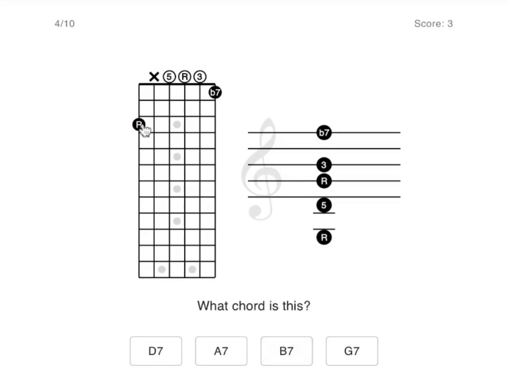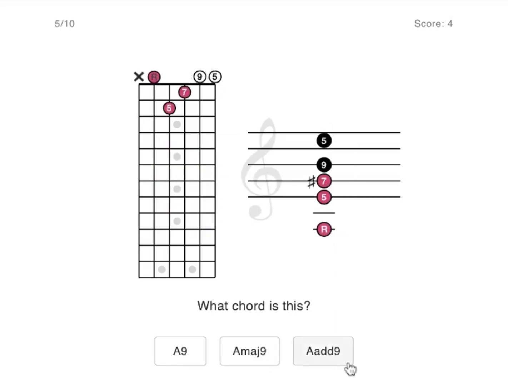Okay, this next one, we've got our staff back here so we can see the relationship between these different notes on the fretboard and the notes on the staff. I think that's pretty great. We can see that this chord is constructed with the root, third, fifth, and dominant seventh. That's the flat seventh, or a half step below the seventh note of the G major scale. Given that this is a G root note, we could probably assume, given the options here, that this is a G7 chord.